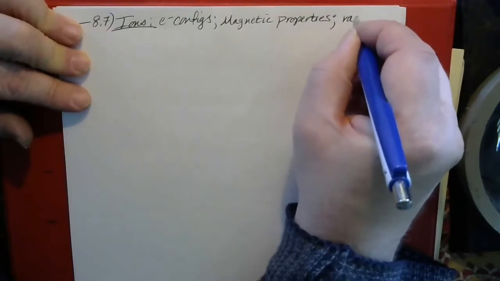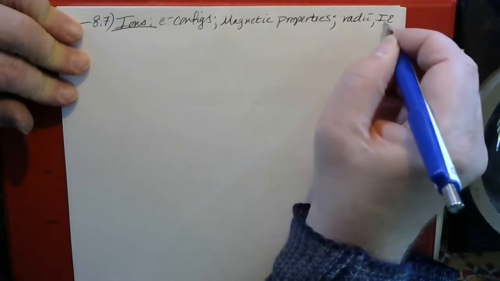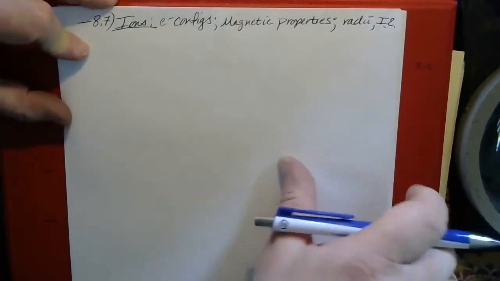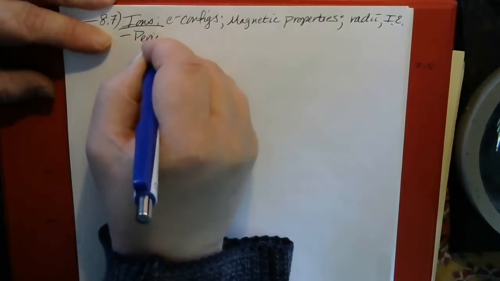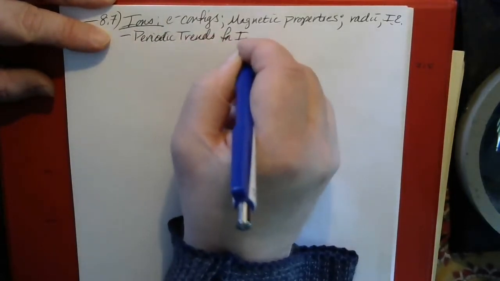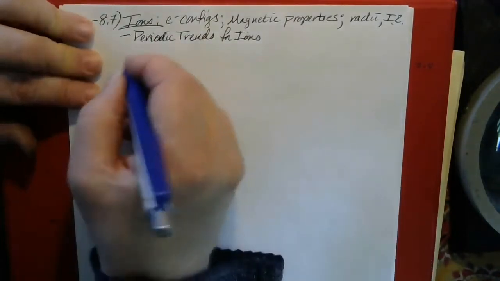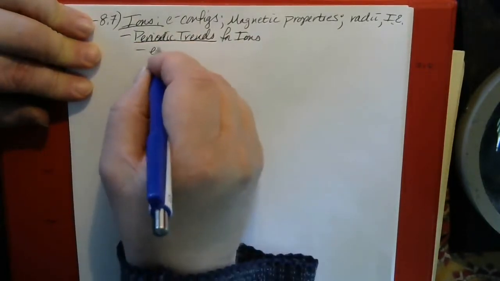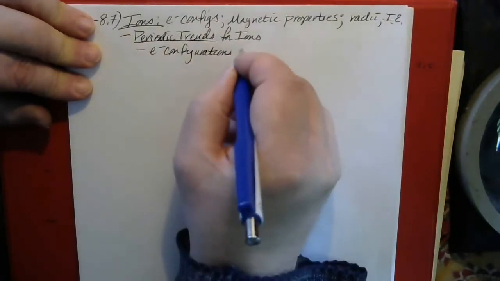And radii. And I'm just going to write IE for ionization energy, and we'll find out what that is when we come to it. So what we're looking at here is basically periodic trends for ions. Okay, so first of all, electron configurations and magnetic properties.